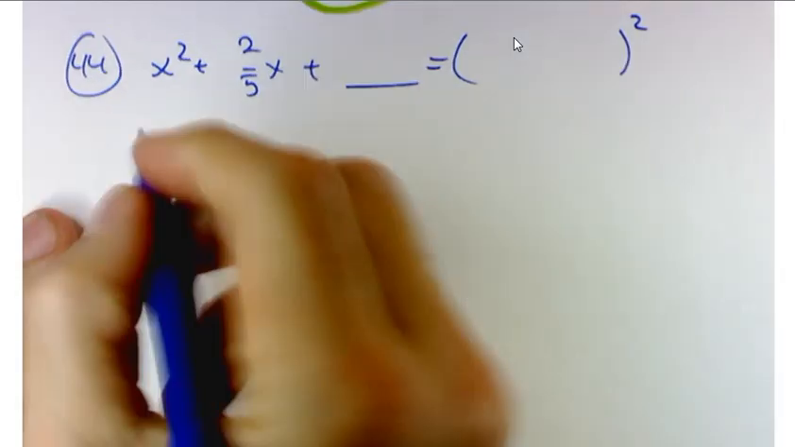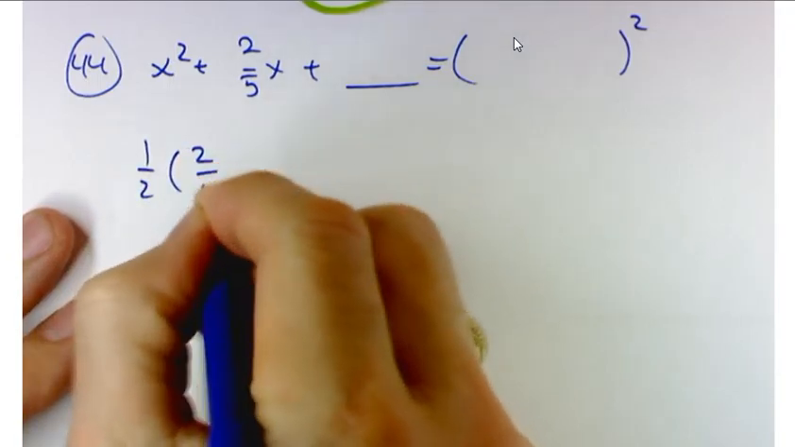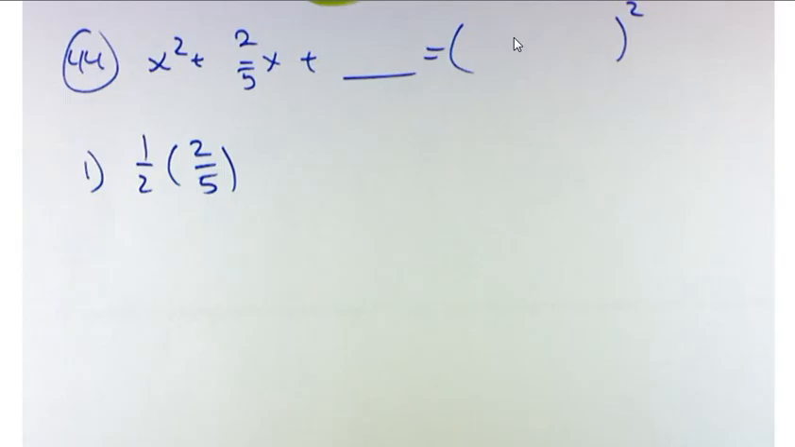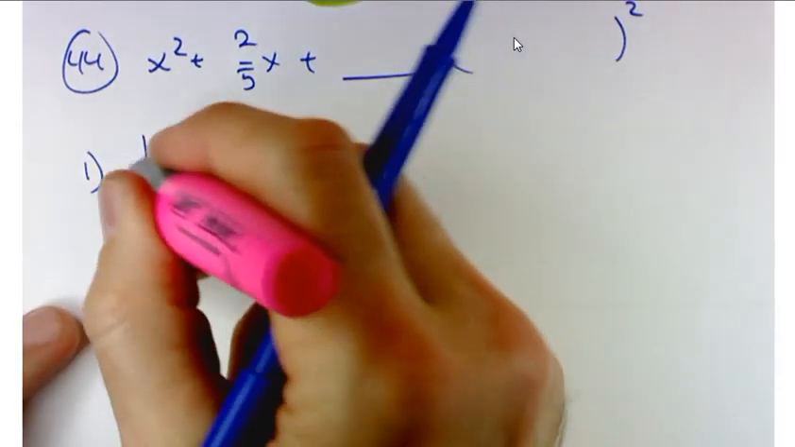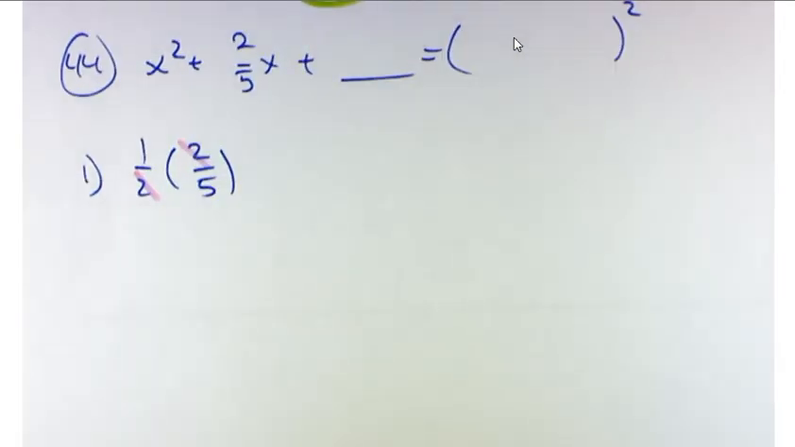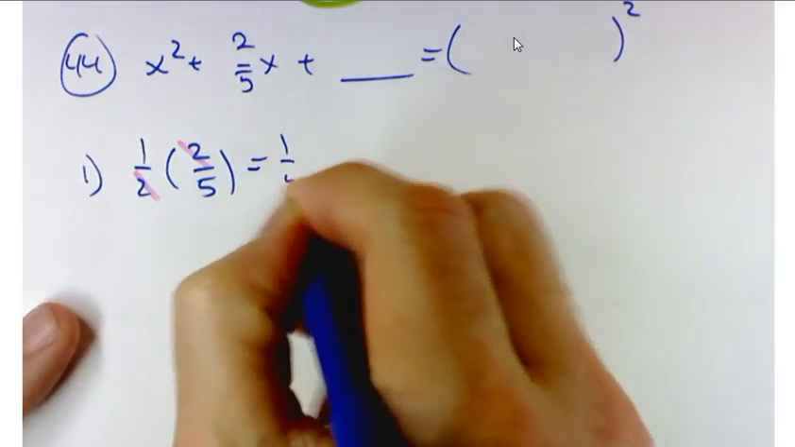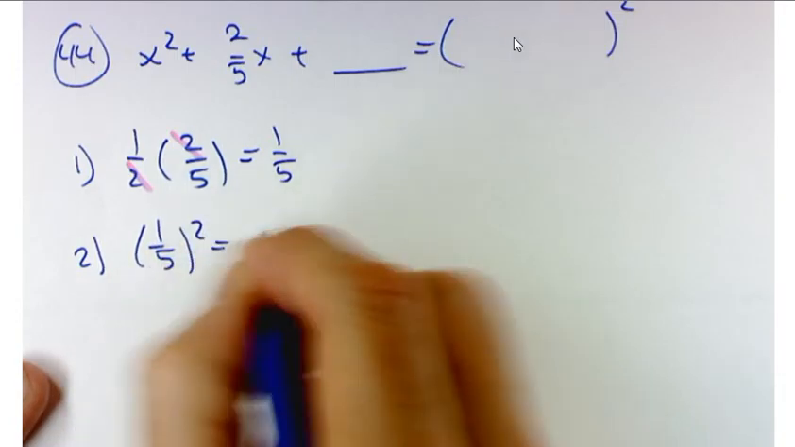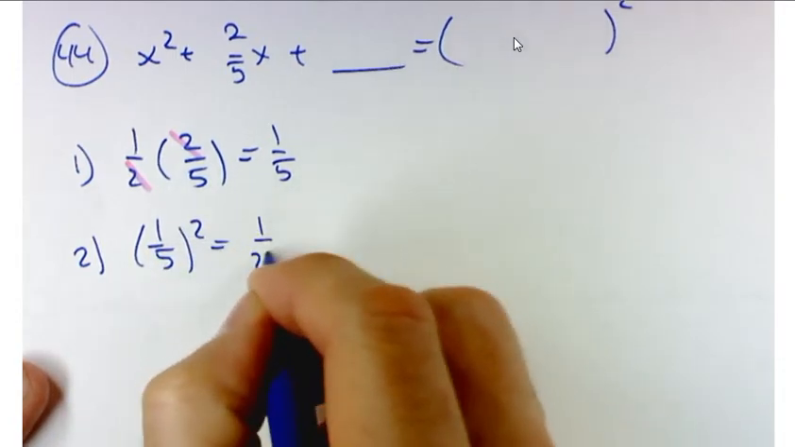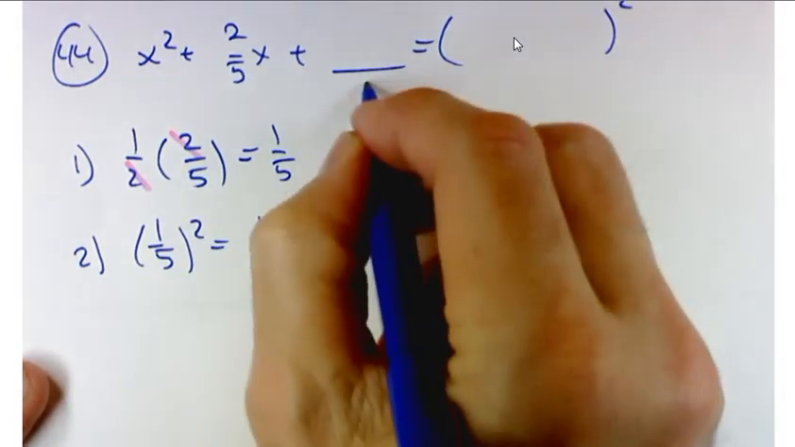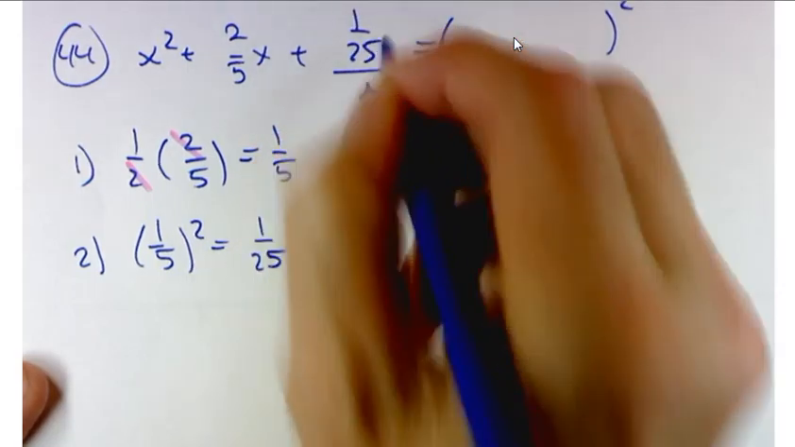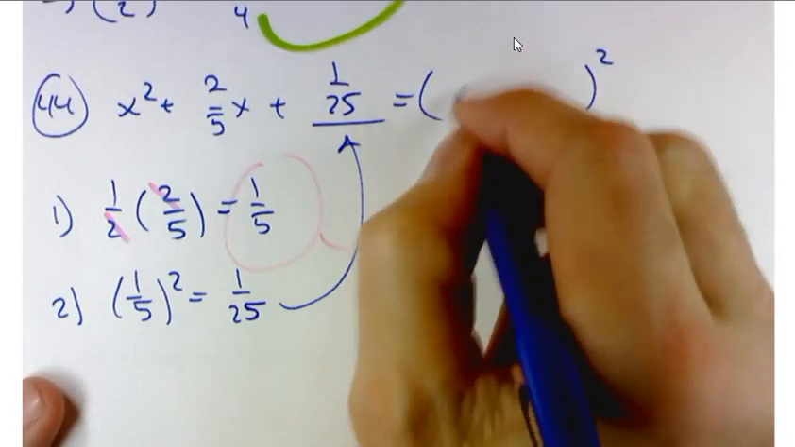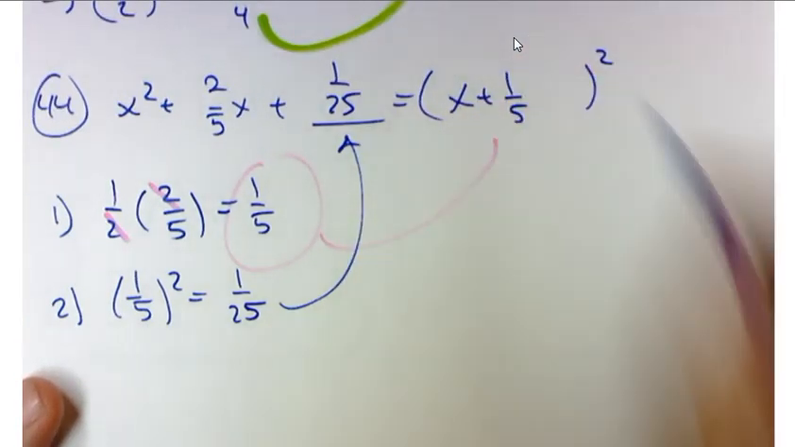So the half of 2/5. Personally, I would suggest that as you're multiplying these two together, if there's any simplification, you do it. The 2's cancel each other out, so I get 1/5. 1/5 squared, 1/5 times 1/5, is 1/25. That goes here, 1/25. The 1/5 comes over here to help us factor it. I get x plus 1/5.